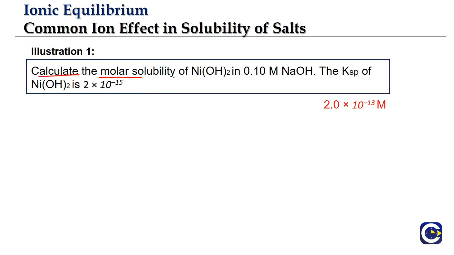Calculate the molar solubility, meaning we have to find S of nickel hydroxide in 0.1 molar sodium hydroxide. So nickel hydroxide is dissolving in water along with the sodium hydroxide. The Ksp of nickel hydroxide is 2 into 10 power minus 15.